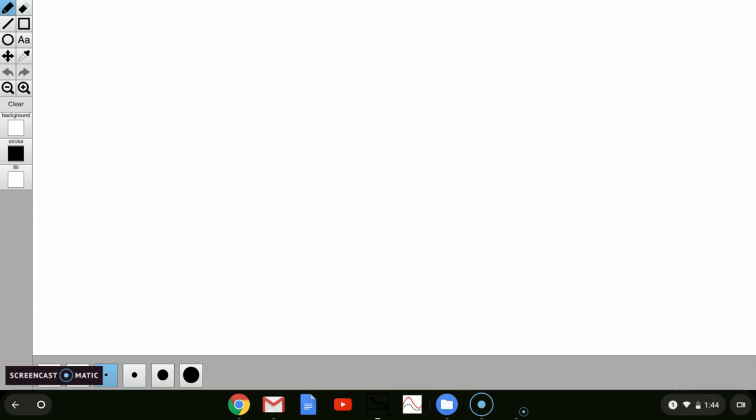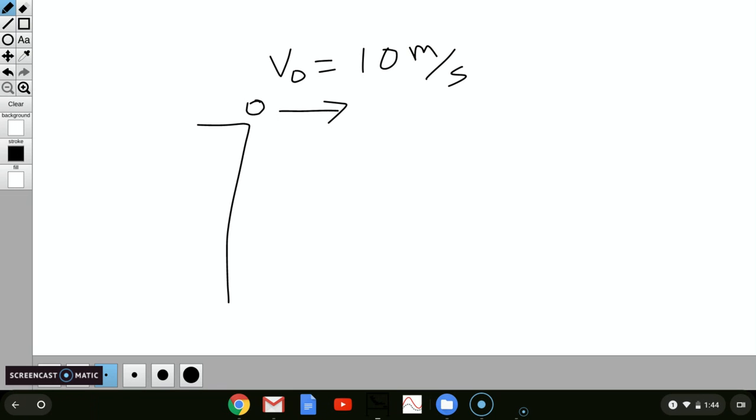So now what we're going to do is try something else. Let's say there's a ball that is launched with a horizontal velocity, or initial velocity, of let's say 10 meters per second from a height of, let's go ahead and say, 30 meters. And I want to know what is the impact velocity.